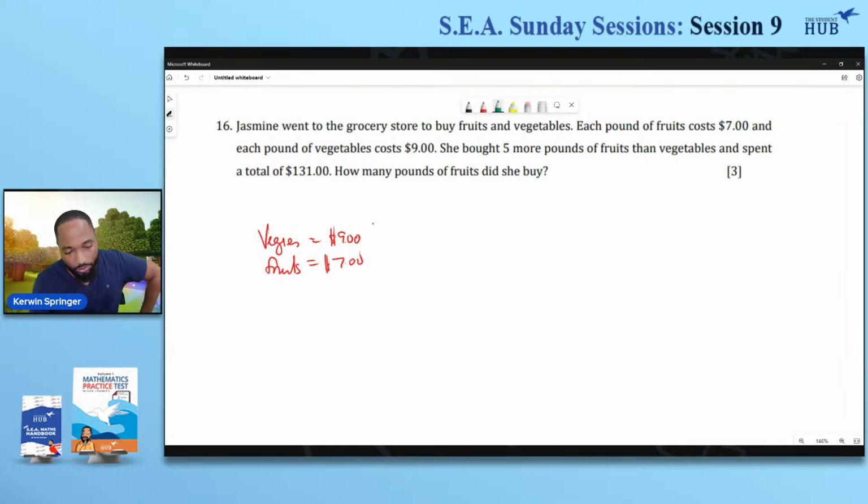So to pretend both of them cost the same amount, I need to remove the excess from 1 pound. They do use pounds, so unless it has no meaning to the question, you don't need to worry about it. So removing the excess from 1 pound would be $2. But she bought 5 more pounds of fruits than vegetables and spent a total of $121.